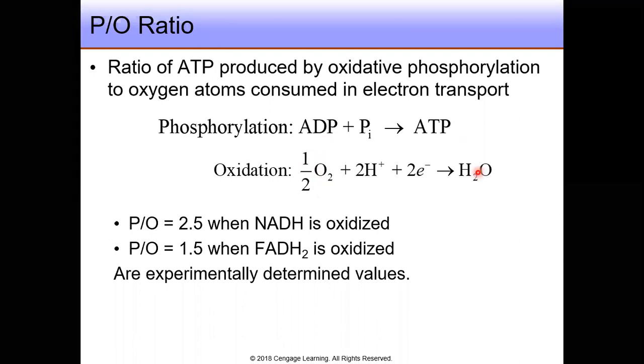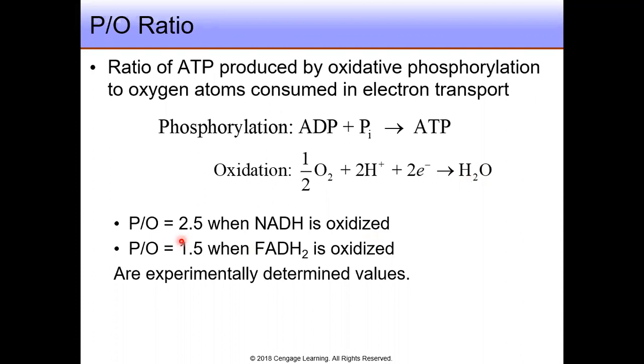As we have already mentioned before, 2.5 moles of ATP are produced when 1 mole of NADH is oxidized to NAD+, and 1.5 moles of ATP are produced when 1 FADH2 is oxidized in the electron transport chain. Of course, these are experimentally determined P/O ratio values: 2.5 when NADH is the substrate oxidized, and 1.5 when FADH2 is the substrate oxidized.